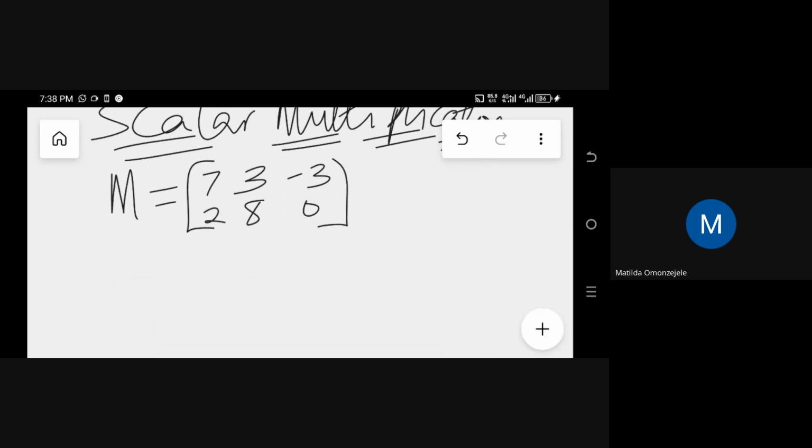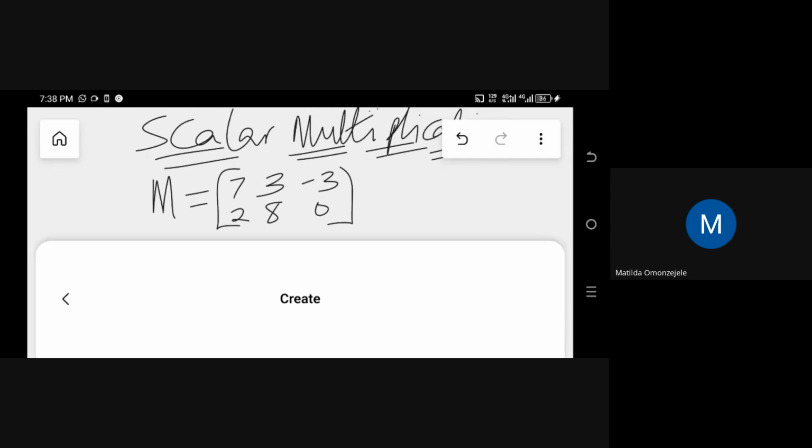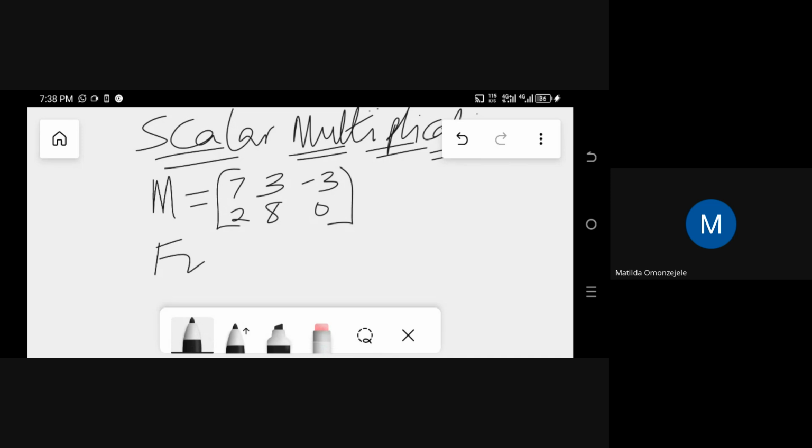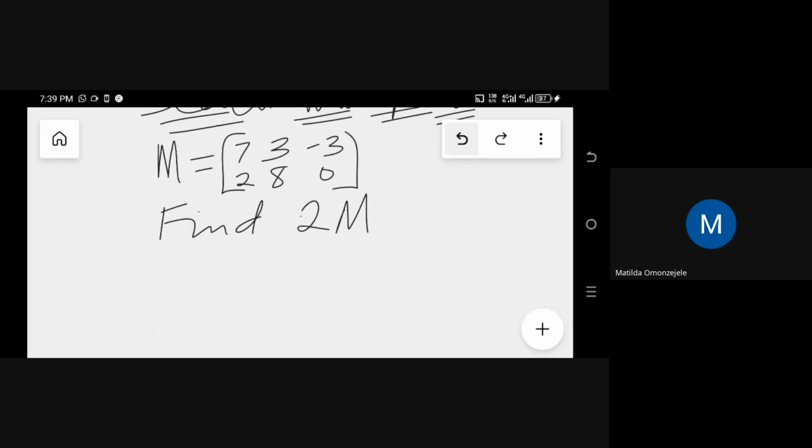Then you were told to find maybe 2M. We have matrix M here as these matrices. Then you're told to find 2M. What is the value for 2M? So this 2 here is the scalar. It simply means you are using this scalar to multiply the matrix. Now by doing this, you arrange your new matrix like this.